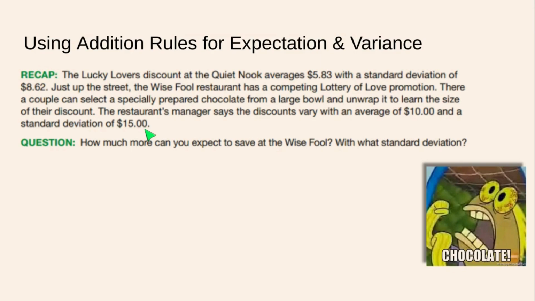That just means that there's a lot of variation, probably a high ceiling of savings. So how much more can you expect to save at the Wise Fool? And what is the standard deviation of those savings? So now we're talking about a difference of random variables. So we're talking about how much more can you expect to save at the Wise Fool. So we want to analyze the relationship between, say, W for Wise Fool and X, Quiet Nook. All right, so we want to find the difference between the savings at Wise Fool, which we'll call W, and Quiet Nook, which we'll call X.